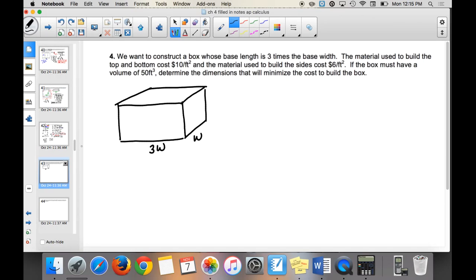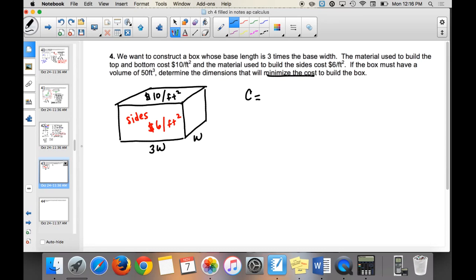All right, so we want to minimize the cost, right? So we're going to come up with a cost equation. And the sides are costing a certain amount. They cost $6 per square foot. And then the top and the bottom, maybe you want them to be a little bit sturdier, are $10 per square foot.